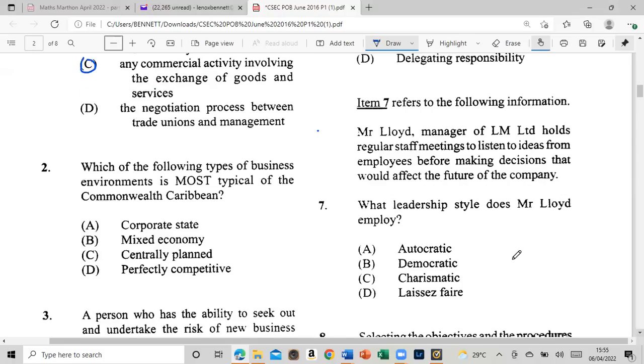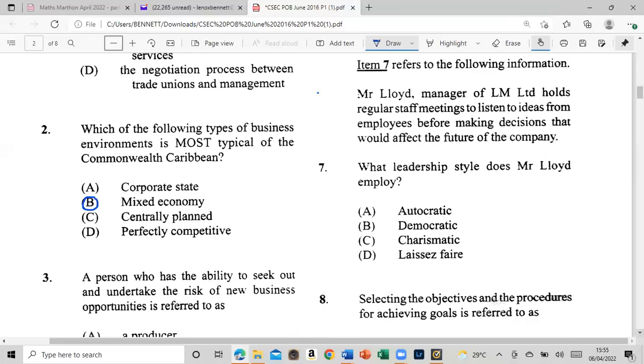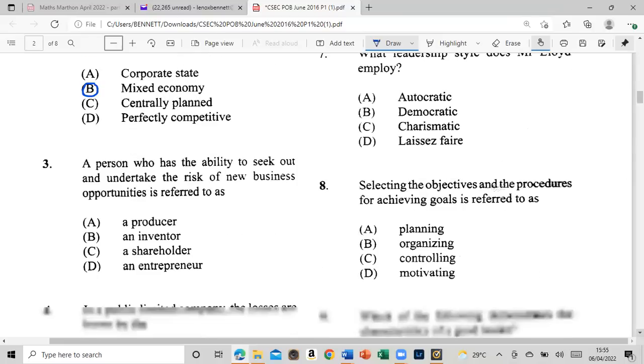Which of the following types of business environment is most typical of the Commonwealth Caribbean? Is it corporate state, mixed economy, central plan, or perfectly competitive? And that is B, the mixed economy. I think central plan would be like Cuba, but the majority of Caribbean countries are mixed, right? Remember, the Caribbean really has a certain identity. So we're kind of hanging in there, in and out. All right, so let's move on to three.